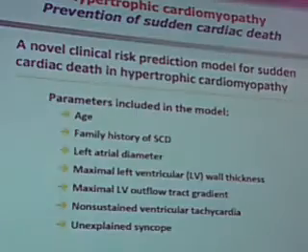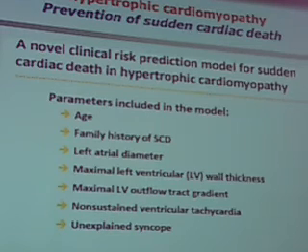And now we have a new calculator in our guidelines. This calculator is based on certain parameters: age, family history of sudden cardiac death, left atrial diameter, maximal left ventricular wall thickness, maximal left ventricular outflow tract gradient, non-sustained ventricular tachycardia, and unexplained syncope. And each of these parameters takes some points according to this calculator.